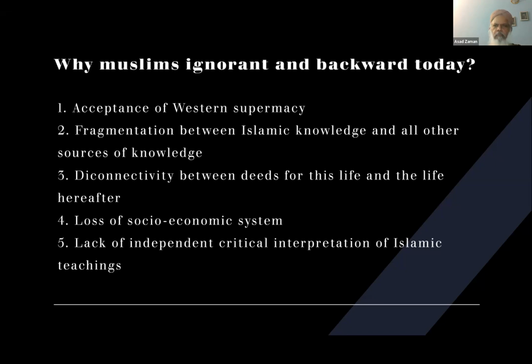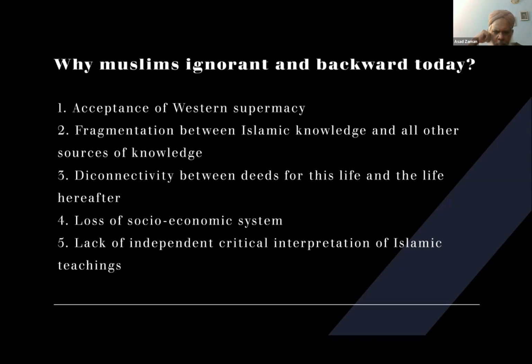We just take it as it is, and we don't think about whether it is beneficial for us or not. In simple words, we are just copying it. And the other reason is the fragmentation between Islamic knowledge and all other sources of knowledge. For example, the Islamic knowledge that most Muslims acquire today, they think it is for their akhirah only, or the life hereafter. This knowledge, Islamic knowledge, is not going to benefit them in this world.